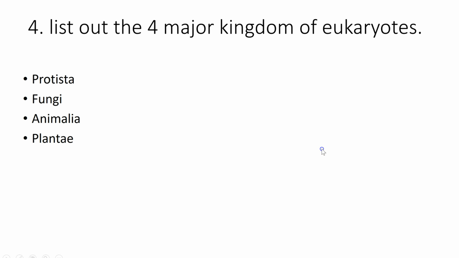Okay. Next, the 4 major kingdoms of eukaryotes. You need to know that under eukarya, there is protista, fungi, animalia, and plantae. Animalia is basically animal cells, and plantae is made out of plant cells.